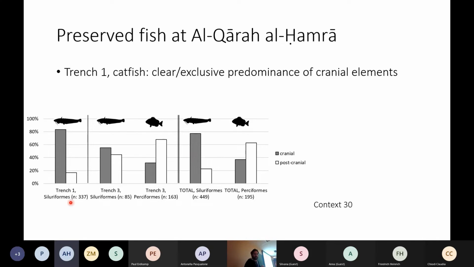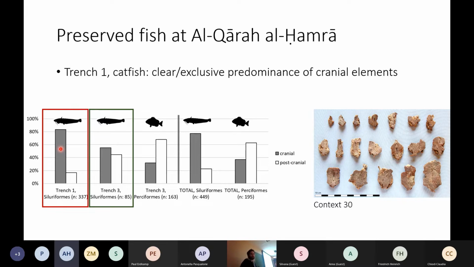But if we look at spatial differences within the site, like comparing trench 1 with trench 3, we see that in relative terms, in trench 1 there are many more catfish crania. And within trench 1 there are some contexts which are made up exclusively of crania, including the very abundant samples, like the one which produced this set of partly articulated catfish crania.